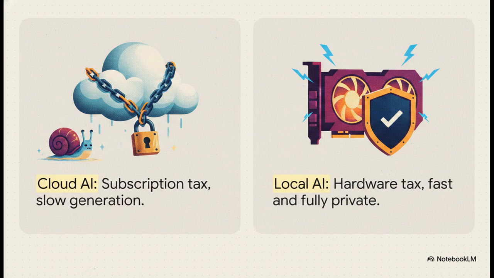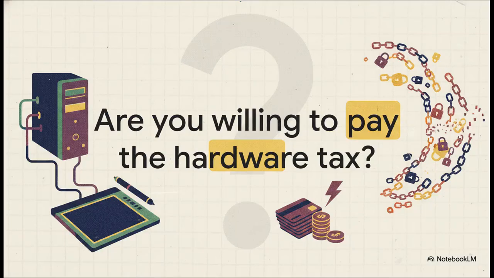But with local AI, you use your own GPU. Yes, there is a hardware tax to buy that GPU in the first place, but your work is completely private, and generating a 1024 by 1024 image takes less than 2 seconds locally. No cloud latency whatsoever. Which begs the ultimate question for any modern creator today. Are you willing to pay the hardware tax upfront to finally escape that subscription trap?